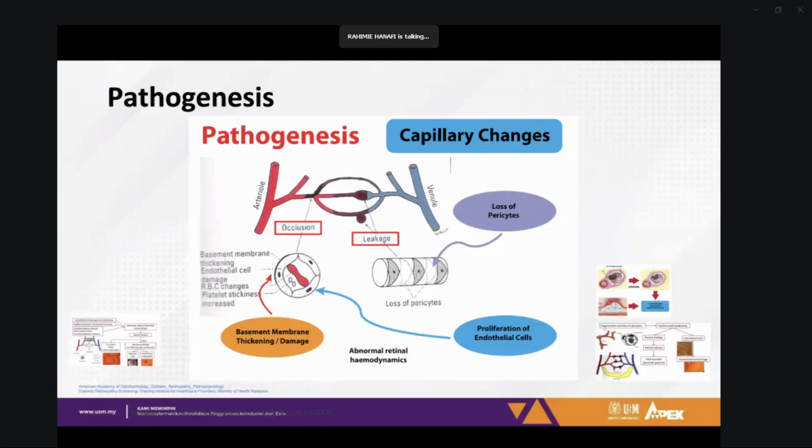For the occlusion, when a diabetic patient, we know the patient is going to have vasculopathy. There are some changes: basement membrane thickening, endothelial cell damage, red blood cell changes, and increased platelet stickiness. This leads to occlusion of the capillaries, and loss of perfusion will cause leakage to the surrounding structure.